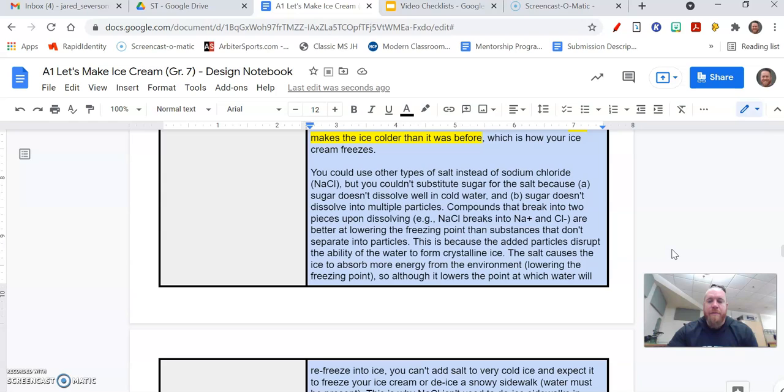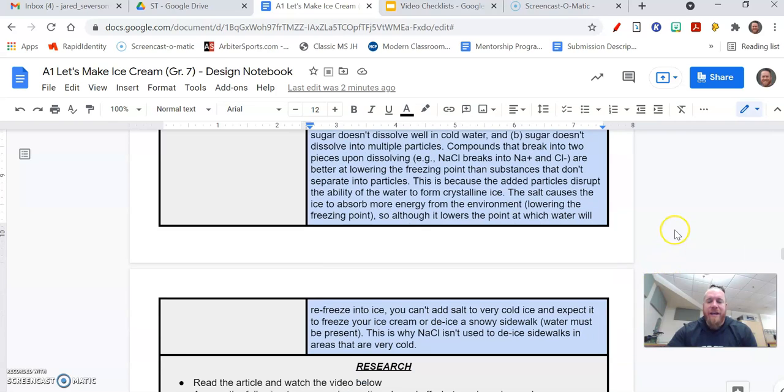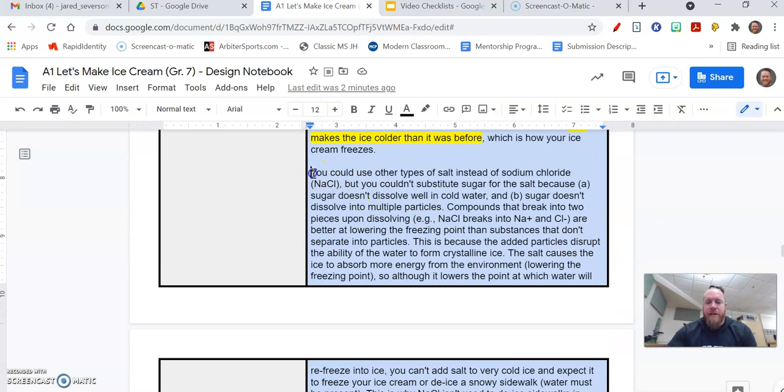This is because the added particles disrupt the ability of the water to form crystalline ice. The salt causes the ice to absorb more energy from the environment, lowering the freezing point. So although it lowers the point at which water will refreeze into ice, you can't add salt to very cold ice and expect it to freeze your ice cream or de-ice a snowy sidewalk. Water must be present. This is why sodium chloride, which is table salt, isn't used to de-ice sidewalks in areas that are very cold. Now there's a lot of information in here about salt and particles and things like that.